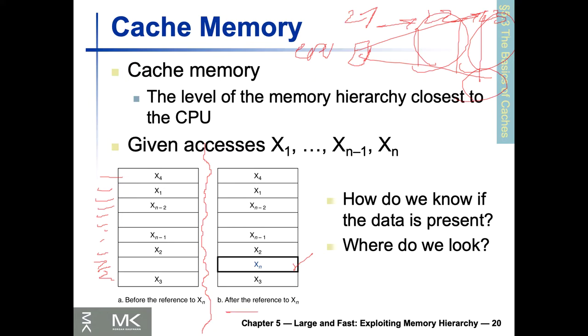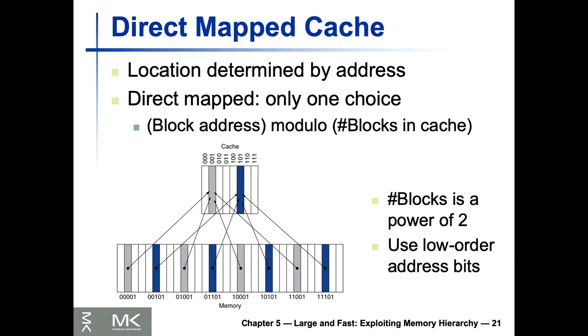So before and after. Now we have two questions. How do we know if the data is present when we are searching for X of N? And secondly, where in the cache do we have to look for it? Are we just looking exhaustively, or are there ways to identify where to look faster? Depending on the way we map the data in the cache, we have 2, 3, or even 4 different categories of caches. The first one, which we talk about tonight, is called a direct mapped cache, and it's the simplest one to implement.